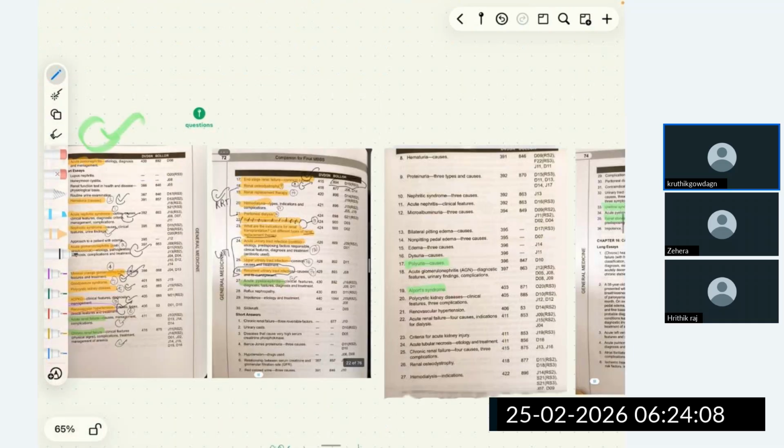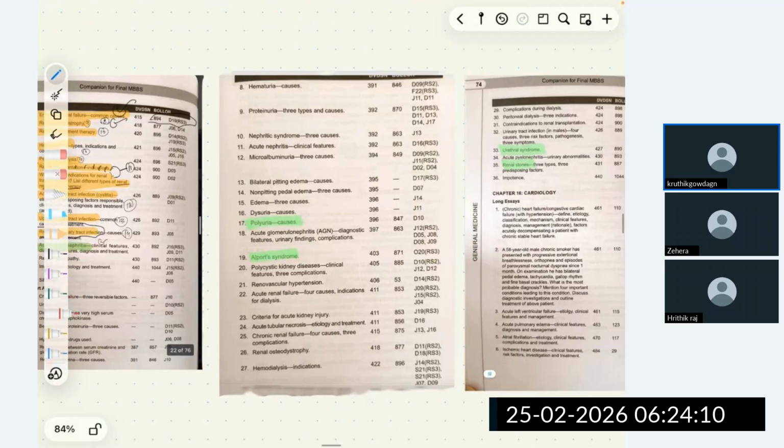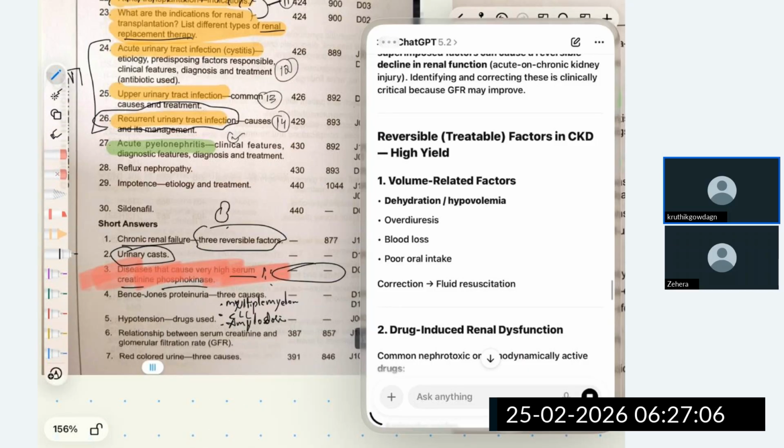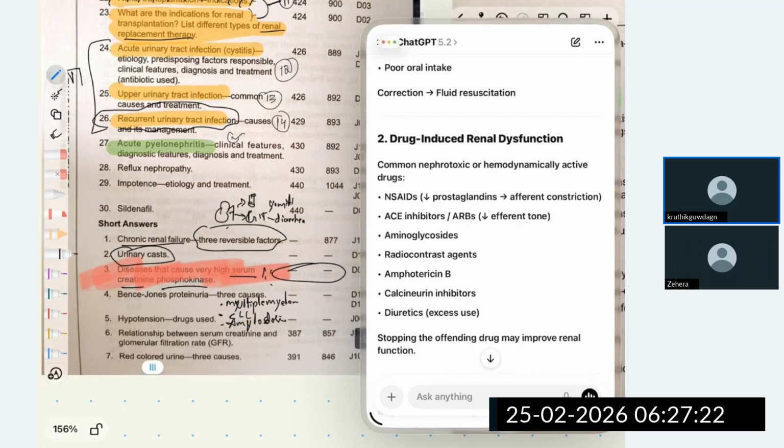Now we are left with only 3-mark questions. So let's see the 3 markers. We have hemorrhage, and we have vomiting. GIT causes like vomiting, diarrhea, and other conditions. And also drug-induced renal dysfunction, which we can also reverse.